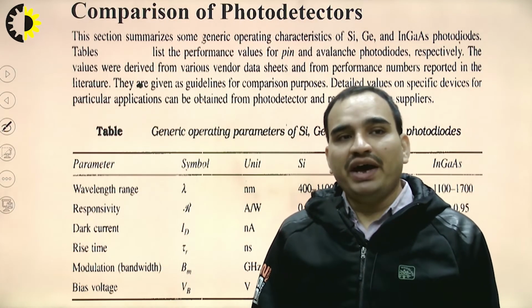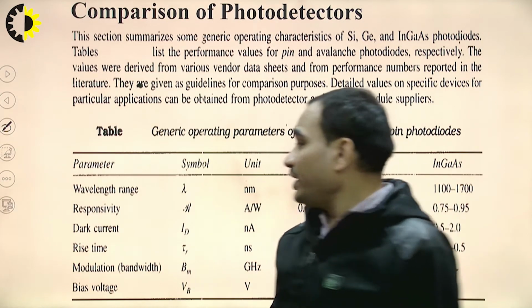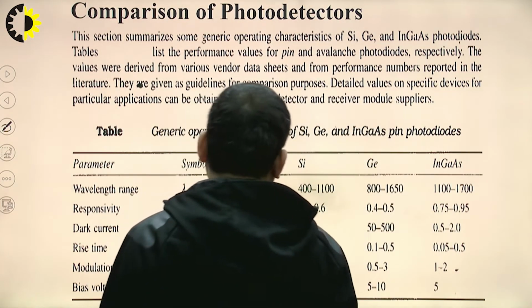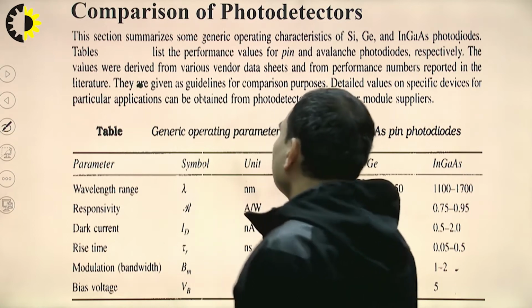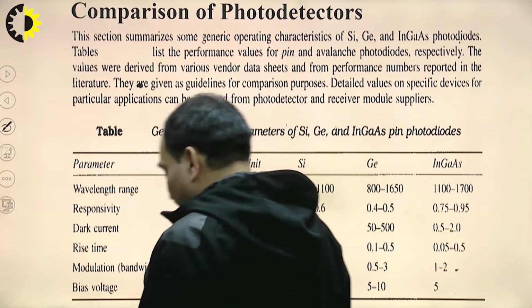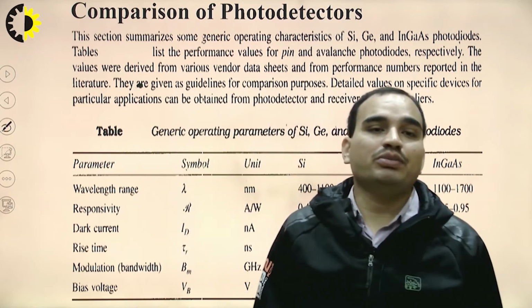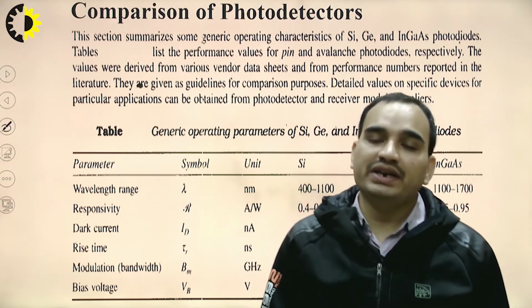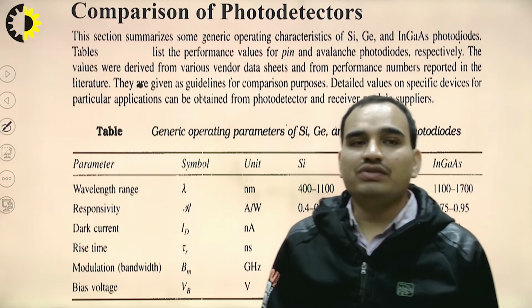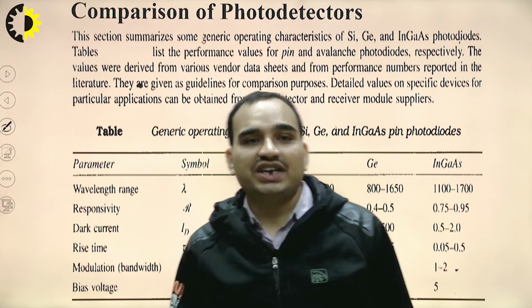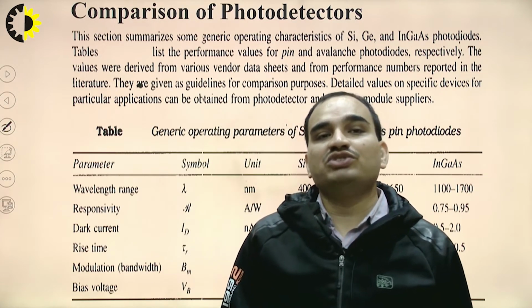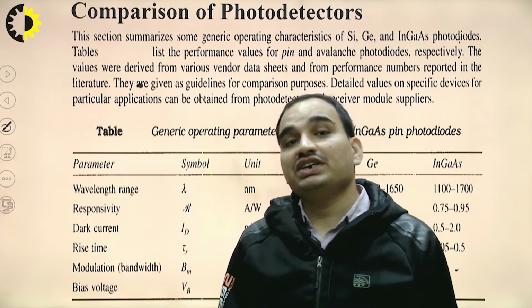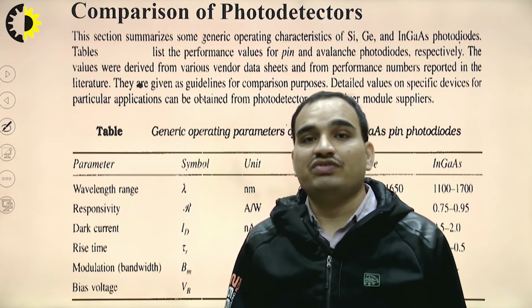So let's compare the different diodes for different materials. So we can say the photodetectors. So when we are talking about the three basic photodetectors, that is made up of silicon, germanium and indium gallium arsenide PIN photodiodes. So this section comprises some generic operating characteristics of silicon, germanium and indium gallium arsenide photodiodes.